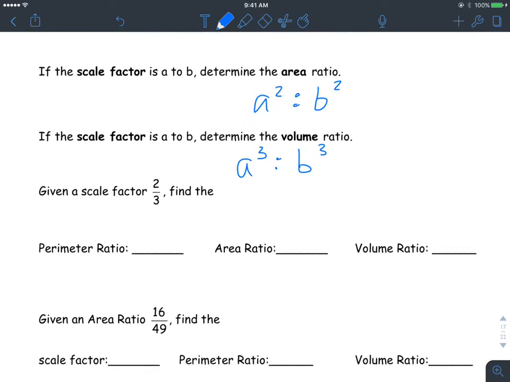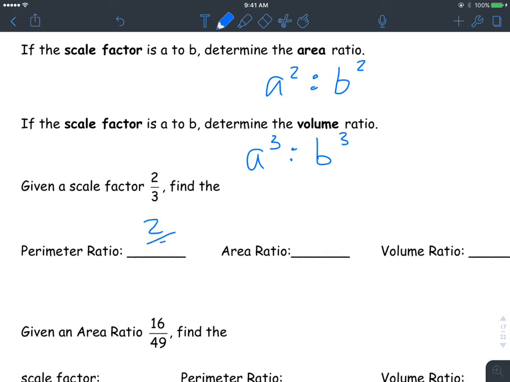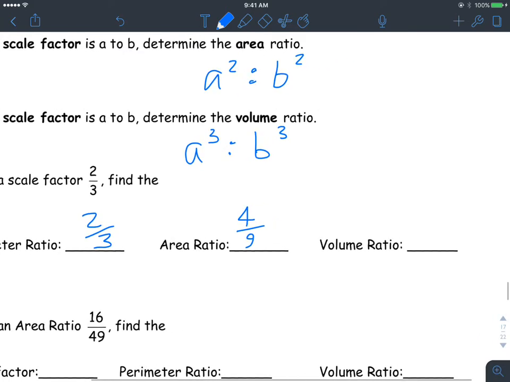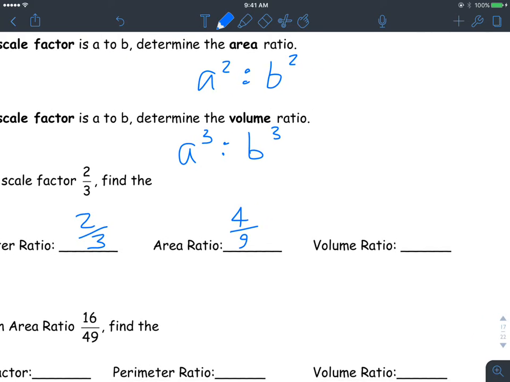All right. Now we've got this one right here where they give us a scale factor, so we're going to find all the different ratios. We're actually using numbers here. If the scale factor is 2/3, the perimeter has got to be the same. That'd be like the perimeter of the bases or something like that, since we use that for our formulas. The area ratio, you're going to square those, so that'd be 4 over 9. And then the volume ratio, you're going to cube the 2/3, so that would be 8/27 when you cube those.